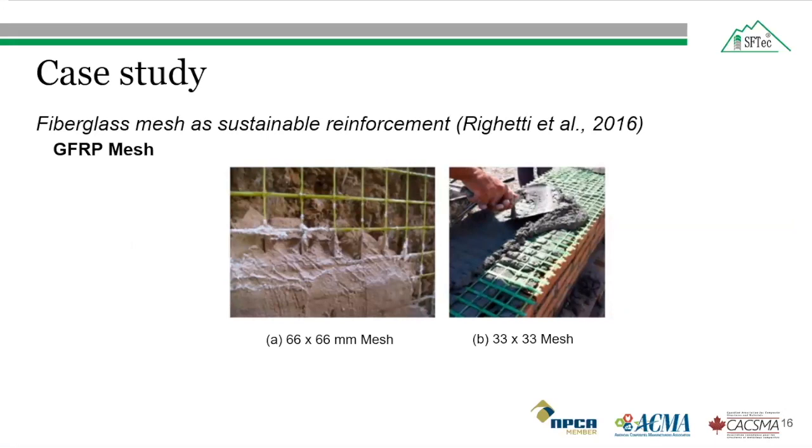So the application of fiberglass mesh reinforcement to different structural elements, such as masonry wall panels, tile vaults, and masonry rings, was considered. GFRP mesh of 66 by 66 millimeter and 33 by 33 millimeter were used in this study.